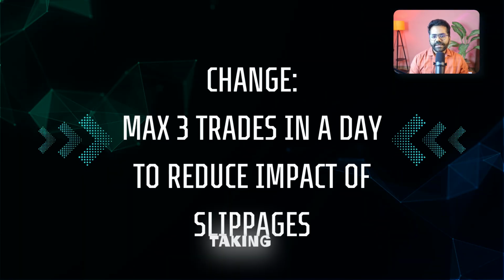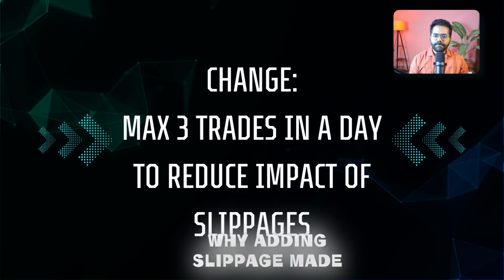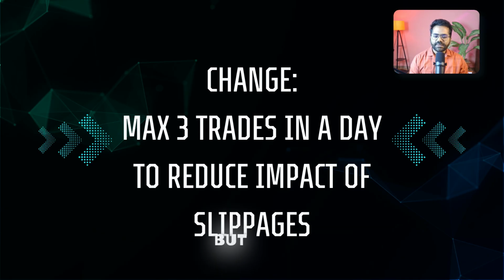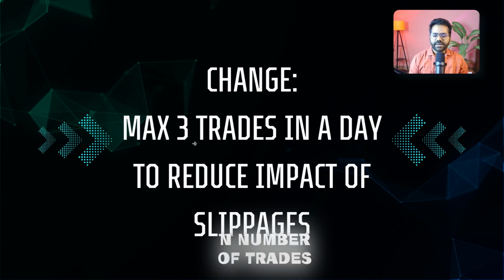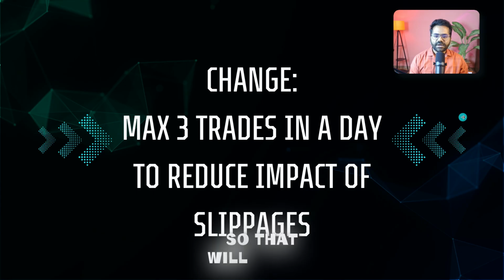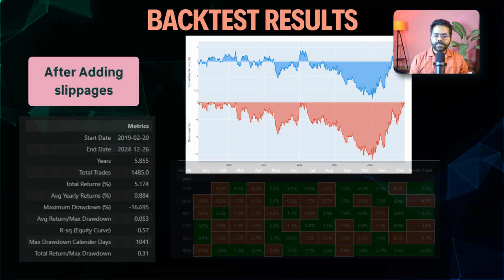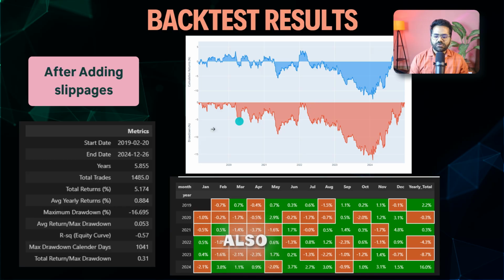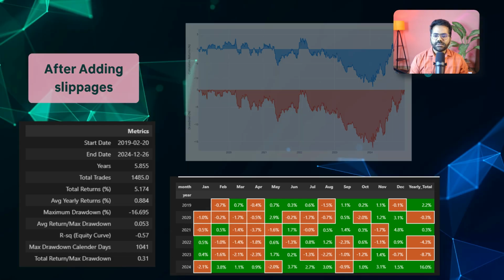Since we are taking many trades, I thought that's why adding slippage made the returns very poor, so I'm limiting the trades. Instead of taking n number of trades on any day, I will take only 3 trades maximum. That will reduce the impact of slippage because we are reducing the number of trades. But in this case also, our average returns are only 0.8% with 3 years in the negative domain, and the equity curve is pretty bad.